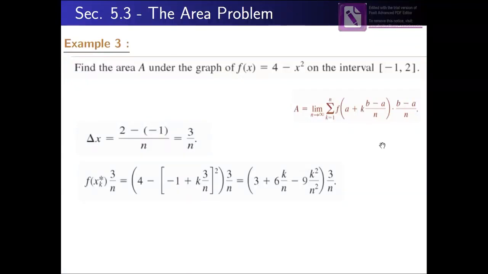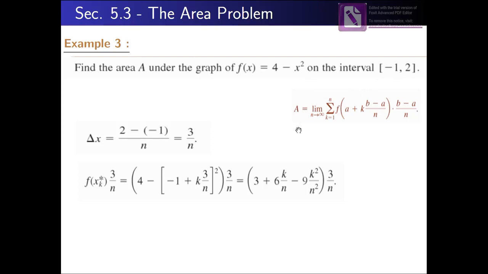So this is example 3. Find the area A under the graph of f(x) = 4 minus x squared on the interval from minus 1 to 2. So we have the function f(x) = 4 minus x squared. We are given the interval from minus 1 to 2. We need to find the area between f(x) and the x-axis on the given interval from minus 1 to 2.